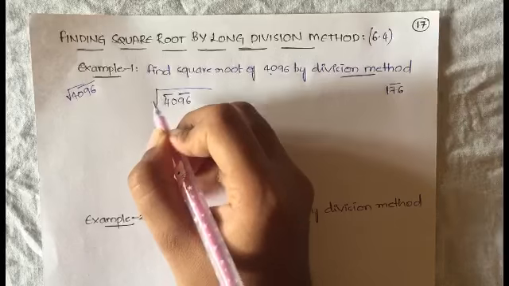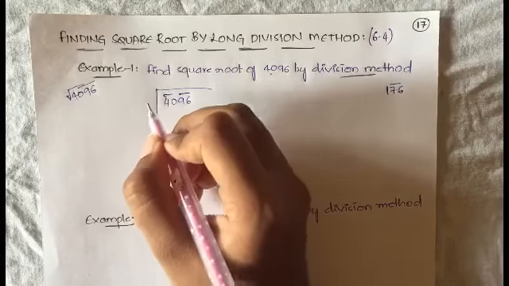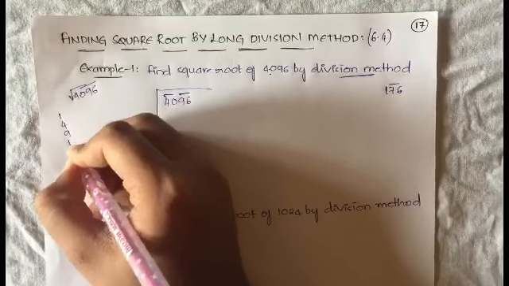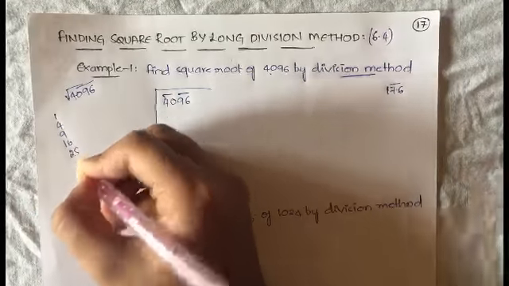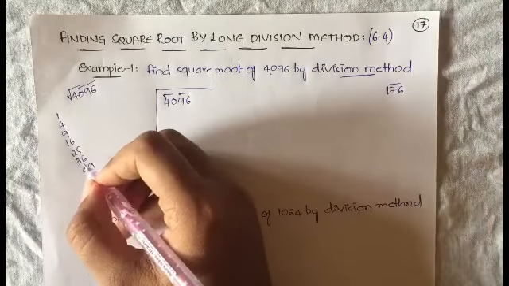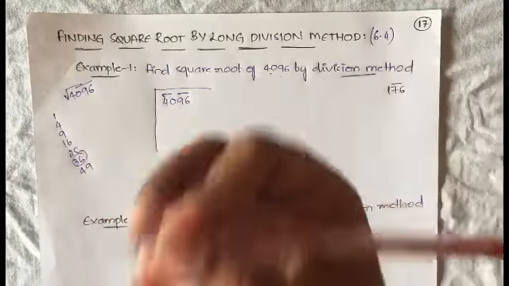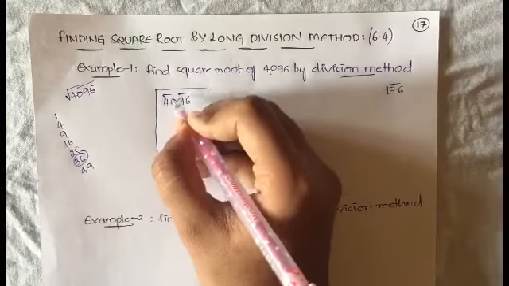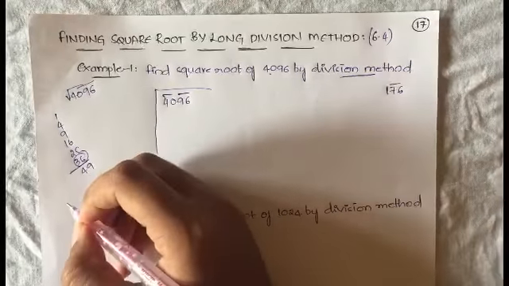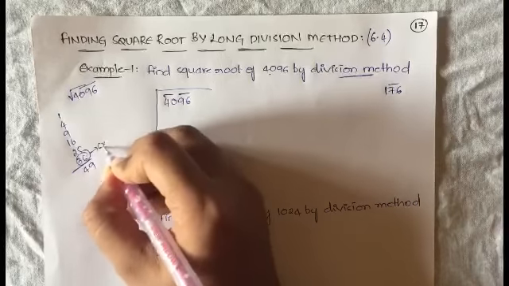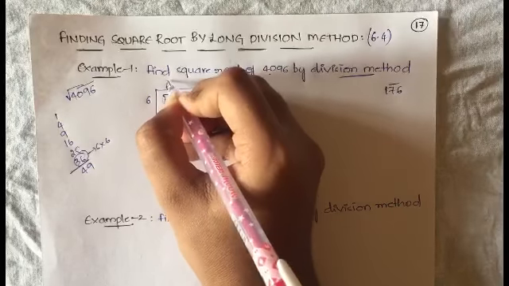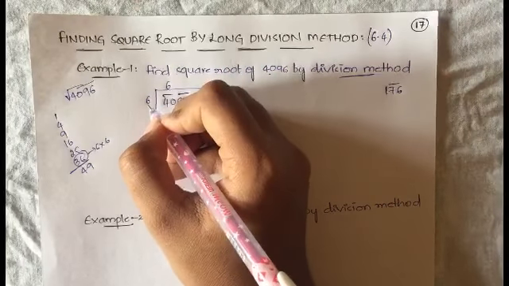So what is the nearest perfect square to 40 that you have? 1 square is 1, 2 square is 4, 3 square is 9, 4 square is 16, 5 square is 25, 6 square is 36, 7 square is 49. So the nearest perfect square closer to 40 is 36. You always have to take the lesser number. Of course 49 is also close to 40, but you always have to take the lesser number. So 36 is the nearest perfect square. How can you write 36? As 6 into 6. Right? So in the quotient place write 6, and here write another 6.